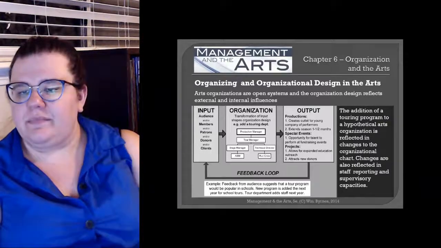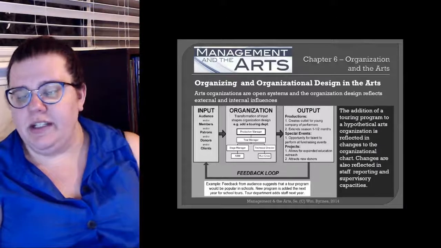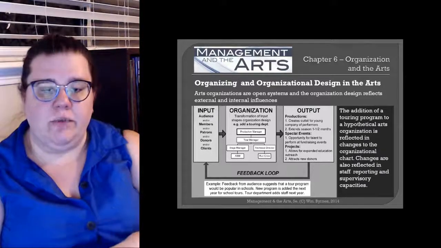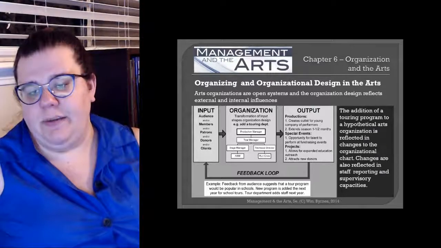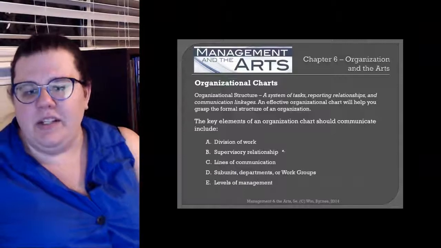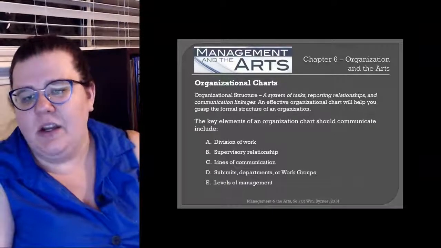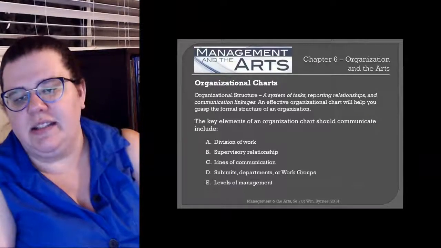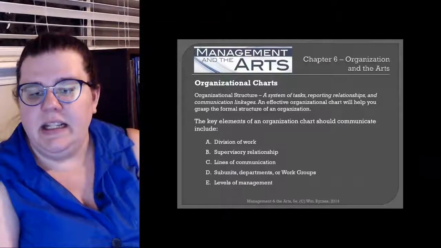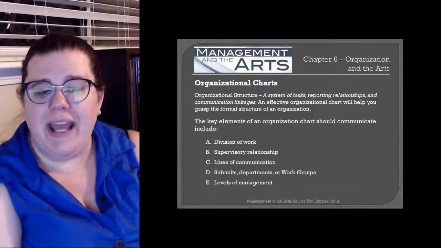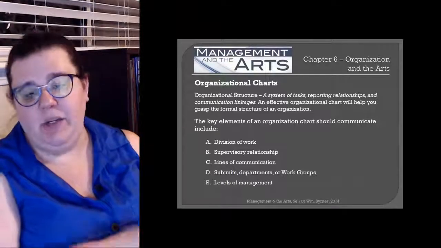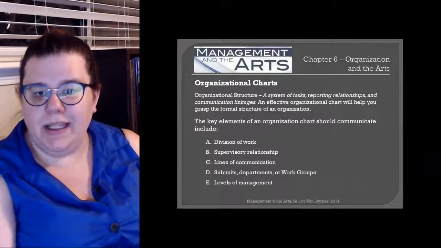All right. So the addition of a touring program to a hypothetical arts organization is reflected in changes to the organizational chart. Changes are also reflected in staff reporting and supervisory capacities, sorry. So an organizational chart, that's what we're going to talk about next. Organizational structure is the system of tasks, reporting relationships, and communication linkages. An effective organizational chart will help you grasp the formal structure of an organization. The key elements of an organization chart should include A, the division of work, B, the supervisory relationship, C, lines of communication, D, subunits, departments, or work groups, and E, the levels of management.